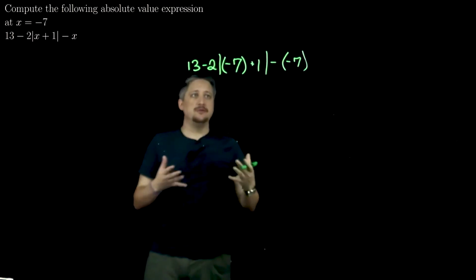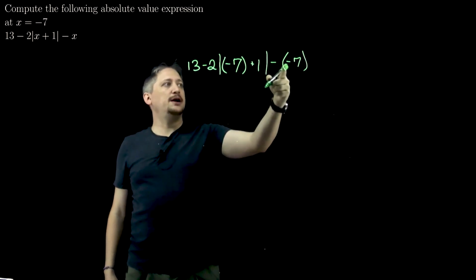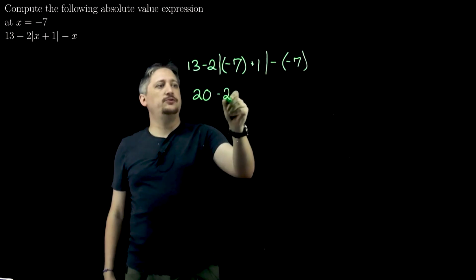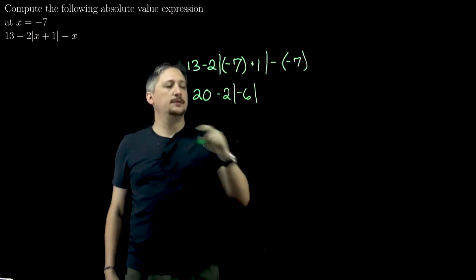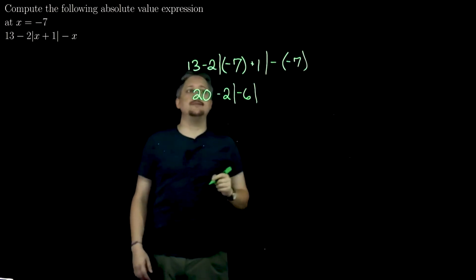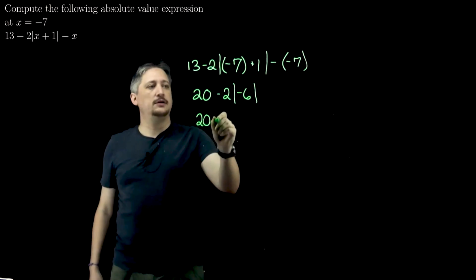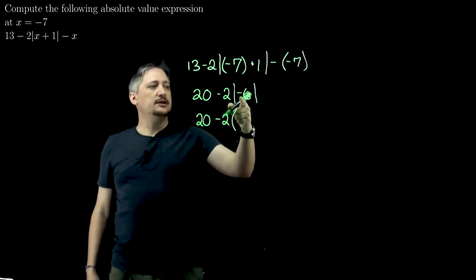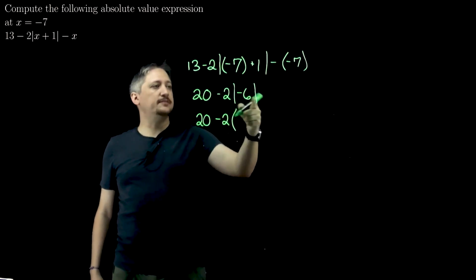Okay, so now I'm just going to simplify. I have 13 minus 7, so that's going to be 20, minus 2 times the absolute value. Negative 7 plus 1 is negative 6. So now I have one term inside, so I can apply the absolute value. So I'm going to have 20 minus 2 times, and now it's helpful to have the parentheses. Again, you could just use a dot instead if you wanted. So this makes it positive.